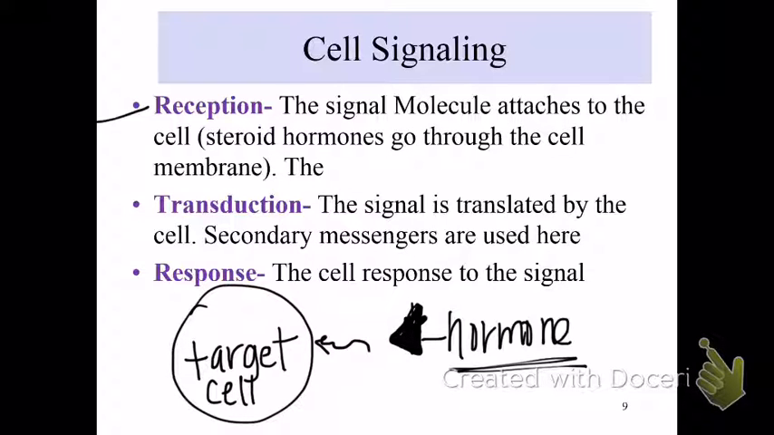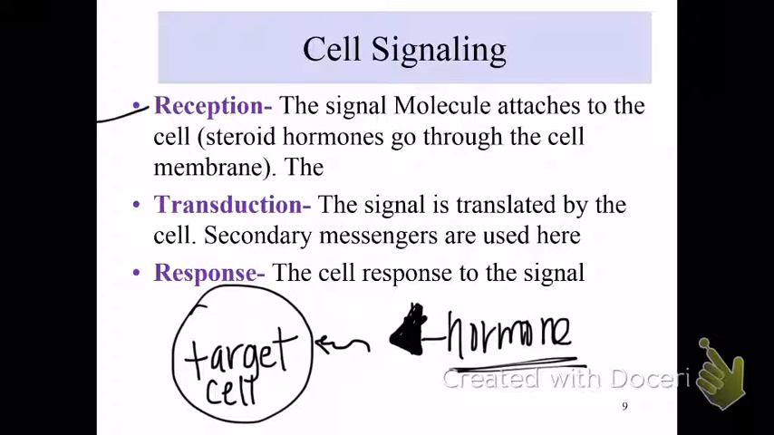Okay, now transduction. The signal is translated. It changes. If you speak 2 different languages, like English to Spanish, it's translated by the cell. And secondary messengers may be used here. We'll go over some details of that. And then the cell is going to eventually respond.